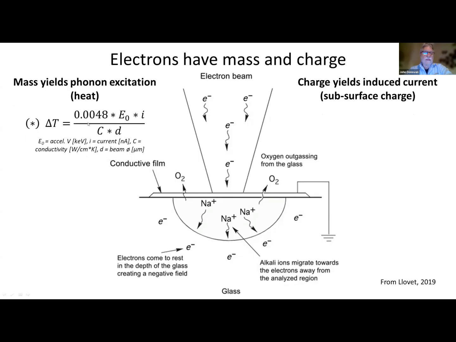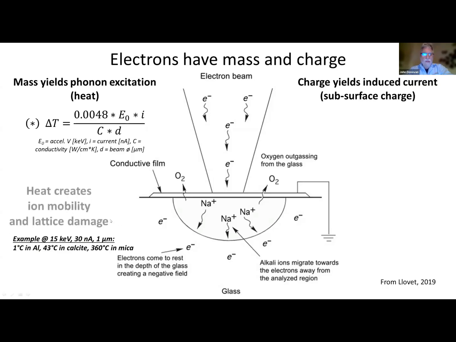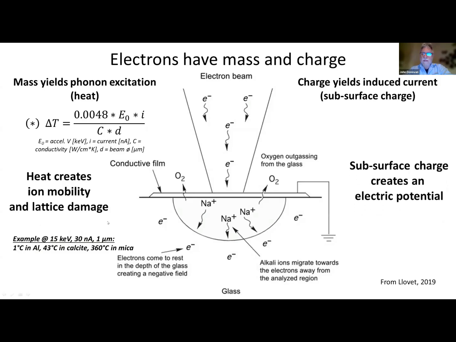And in the case of heat, and this is another thing that CalcSAF can do for you, you can put in the thermal conductivity and the beam conditions, and it will tell you, for example, as you can see here, in aluminum metal, you only get maybe a 1 degree increase in temperature at 30 nanoamps and 15 kilovolts, 1 micron, but in calcite or carbonate, you would get 43 degrees C, and in a mica, 306 degrees C. So you can see that it depends very much on the material, but also the beam conditions. And the heat creates the ion mobility and lattice damage, and the subsurface charge creates the electric field potential.